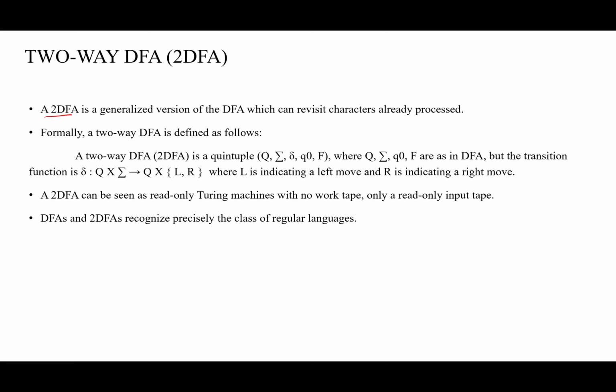And formally, a two-way DFA is defined as a quintuple. Quintuple means it contains 5 tuples. That is, first one is Q. Q means it is a set of states. Then sigma is the input symbols. Then delta is the transition. Q naught is the initial state, and F is the set of final states. And when you are writing the transition, it takes a state Q and an input symbol, and it gives a state and L comma R. L indicates the left move or R indicates the right move. So we have to specify which move we are going to do.